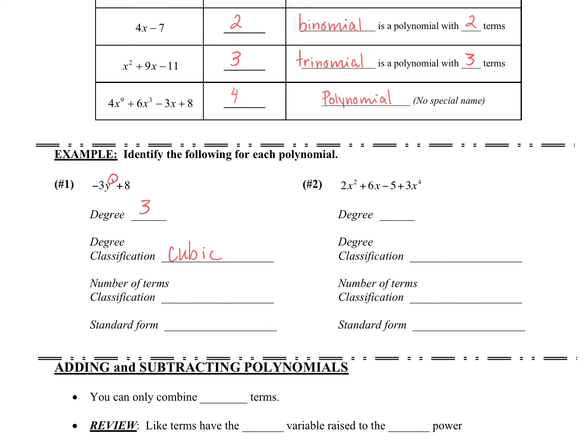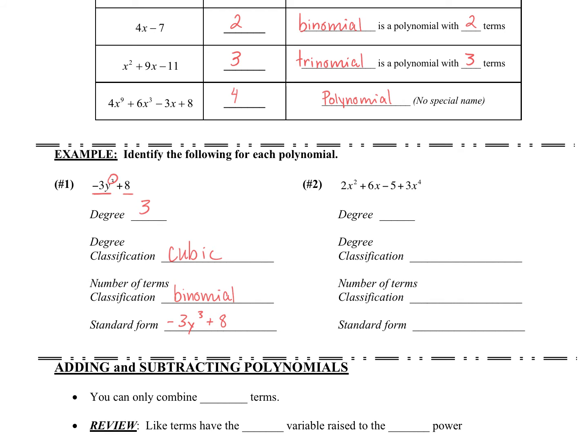Right, the number of terms classification. So here we have negative 3y cubed and 8. So we have two terms, so that means this is a binomial. All right, and then written in standard form is we go in descending order of the exponents. So here our biggest exponent is 3, so we have negative 3y cubed first, and then we add 8. So this is actually already written in standard form for us.